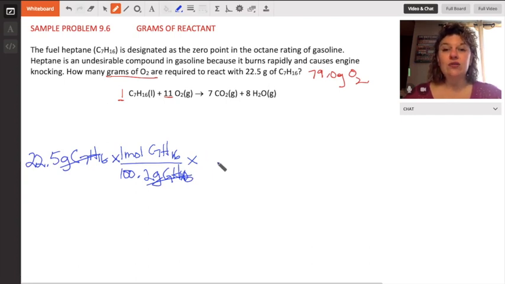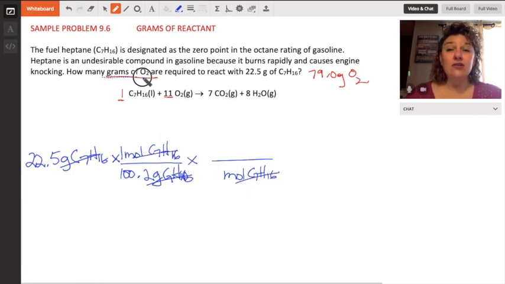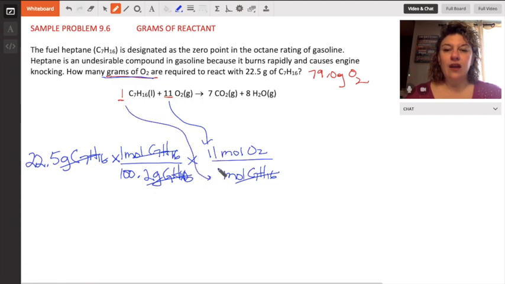So now I need to use a mole-to-mole ratio to get from our moles of C7H16, right? So moles of C7H16 is going to go on the bottom so that it can cancel out with this guy. And what we want is grams of O2, so we're going to put moles of O2 on the top. We never can go directly from moles of one into grams of the other. Now, what do we need here? We need our 11 here and our 1 there. So it's an 11-to-1 ratio.